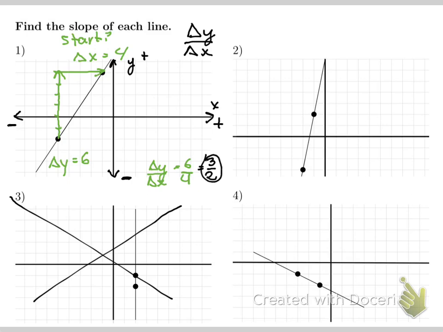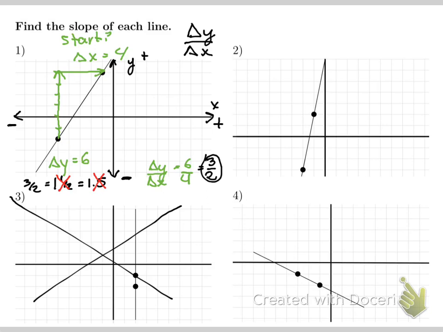Now, in previous math courses, you might have learned to express 3/2 as a mixed number, like 1 and 1/2, or as a decimal, like 1.5. However, for our purposes, we do not use mixed numbers or decimals. We want to leave our slope as an improper fraction.